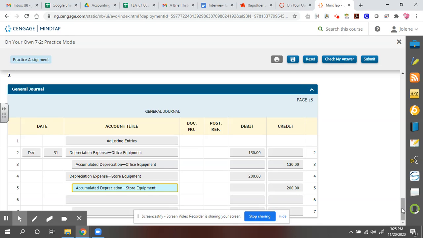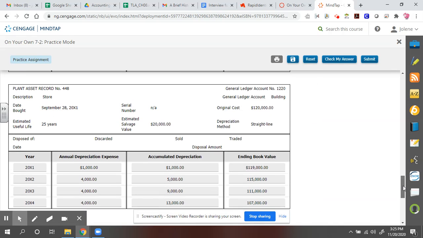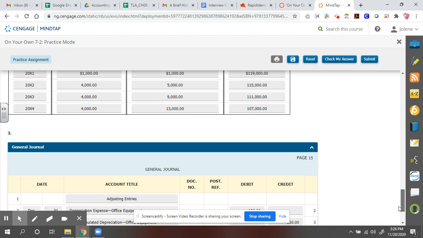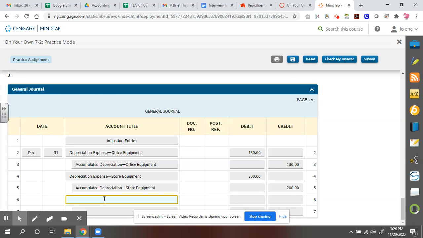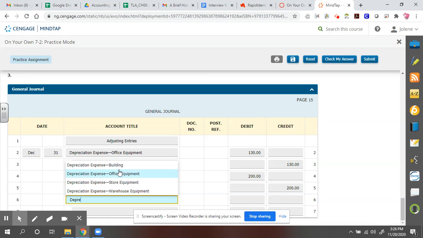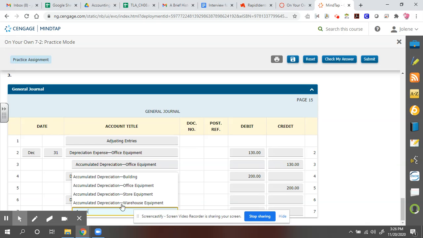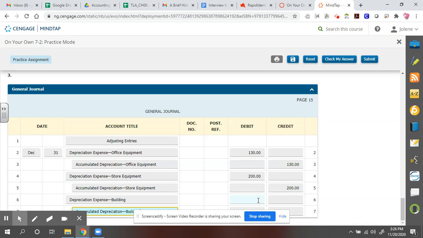Now, the last thing we did was this. It was a store, and they consider that the building, okay? And we wrote off $1,000. So down here, I'm going to do depreciation, and this time building, and accumulated depreciation, building, 1,000 and 1,000. And we're done. And that's it.